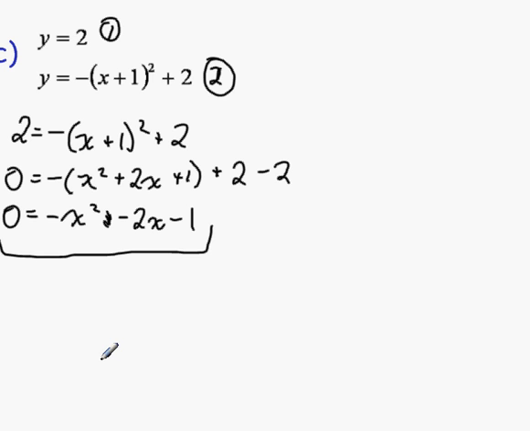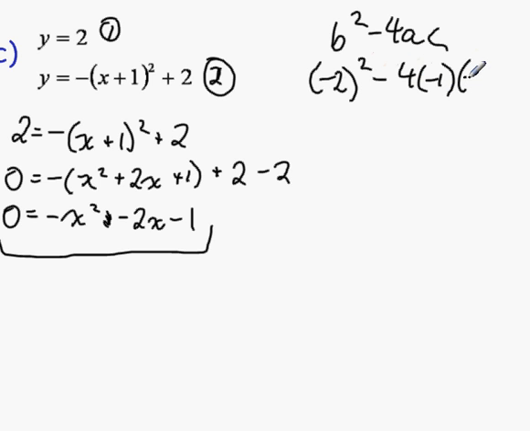Okay, so quickly use the discriminant to determine how many solutions there are going to be. Okay, so b is -2, a is -1, and c is also -1. So we end up with 4 minus 4 equals 0. Okay, so our discriminant is 0, which means we're only going to get one solution.